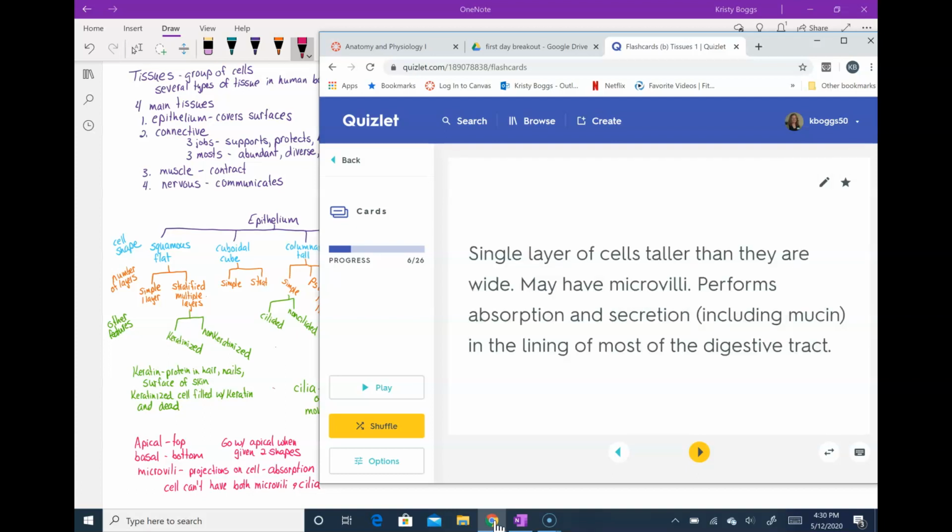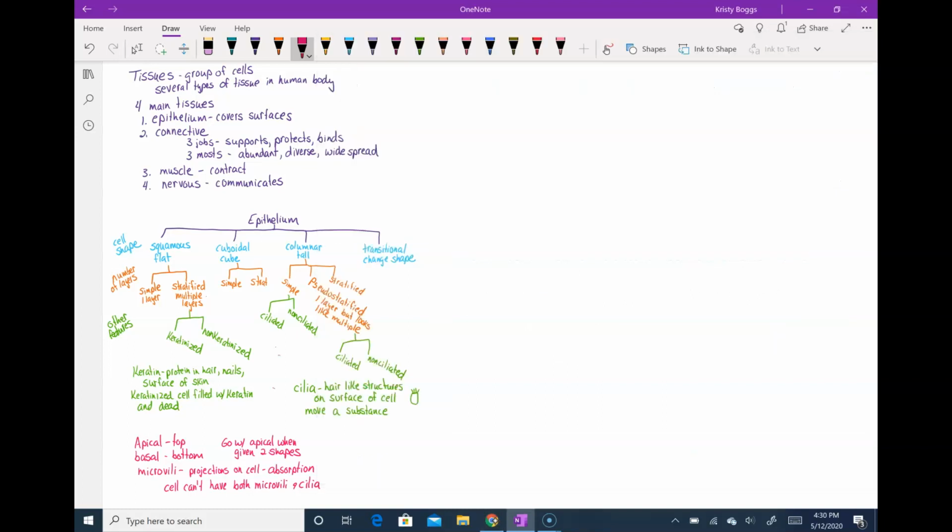Okay, now we have single layer of cells taller than they are wide, may have microvilli, performs absorption and secretion in the lining of most of the digestive tract. So, single layer tells us that it's simple, taller than they are wide. That's a column, so columnar. Okay, so we have columnar, we have simple.